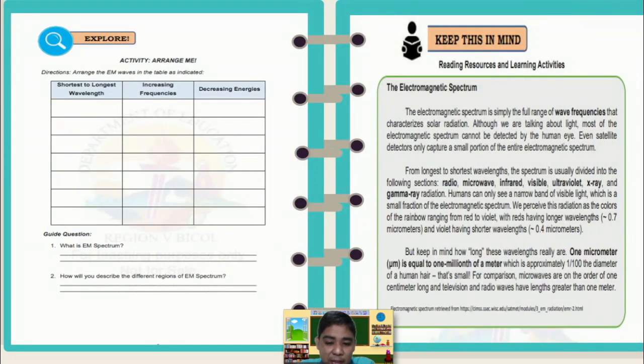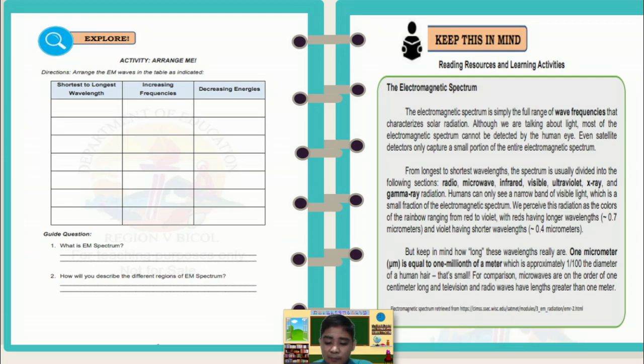Okay, let's arrange me. The title is "Arrange Me." Direction: arrange the EM waves in the table as indicated. So, we have 3 columns. The first one, shortest to longest wavelength. So, you're going to arrange the members of the electromagnetic spectrum family from the shortest to longest wavelength. In column B, increasing frequency, meaning from the smallest amount of frequency to the highest amount of frequency. And in the third column, decreasing energy, meaning from highest energy to lowest energy.